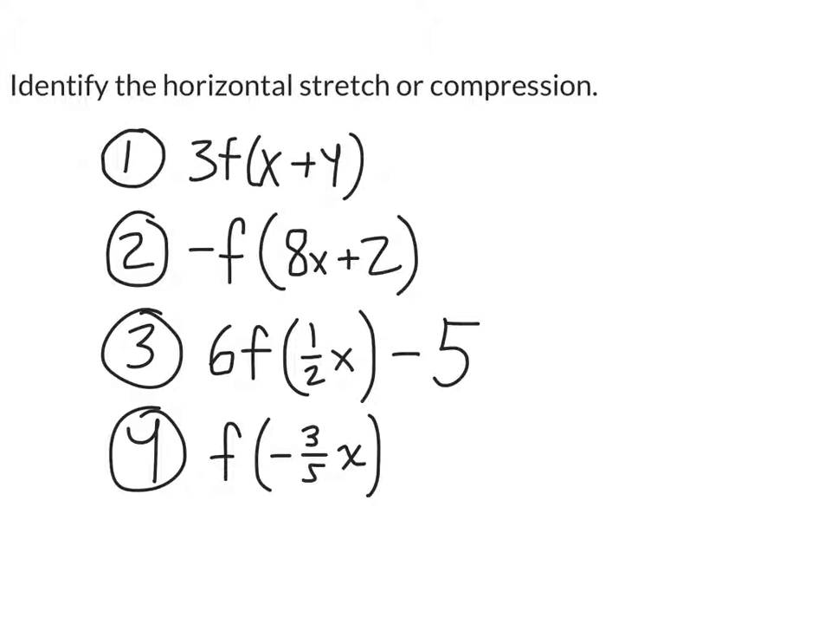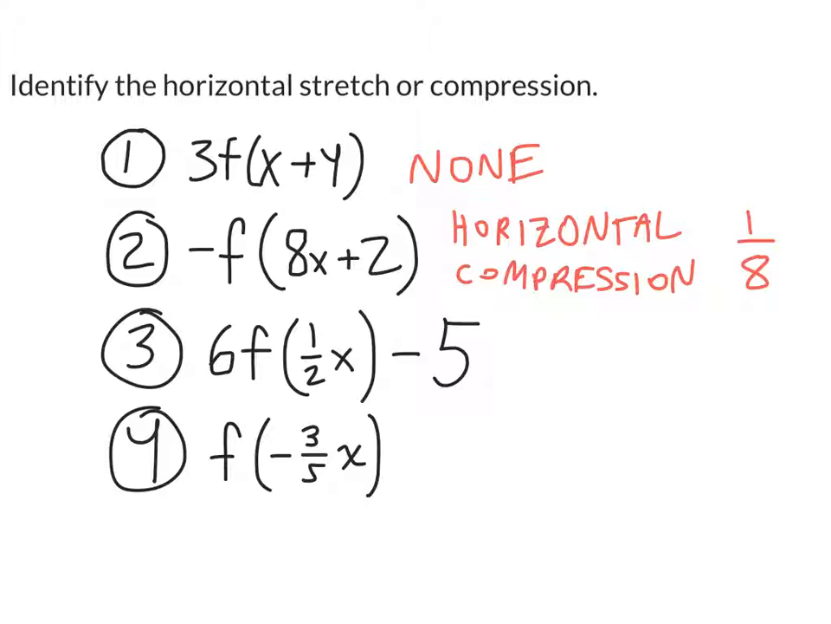Okay. So, the first one we have 3f of x plus 4. There's no b value, it's just a 1. So there's no horizontal stretch or compression in that one. In the second one, the b value is 8. So we don't look at 8 because x lies. We're going to look at the reciprocal. And so we're going to have a horizontal compression of 1/8.